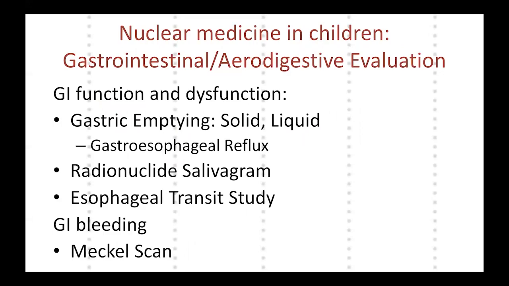So in summary, we've looked at gastrointestinal and aerodigestive evaluation in children using nuclear medicine studies. We can assess GI function and dysfunction, particularly with a gastric emptying study using either a solid or a liquid meal. And this also allows us to assess for gastroesophageal reflux. We discussed using a radionuclide salivagram and esophageal transit study. And finally, talked about assessing GI blood loss in children using a Meckel scan.